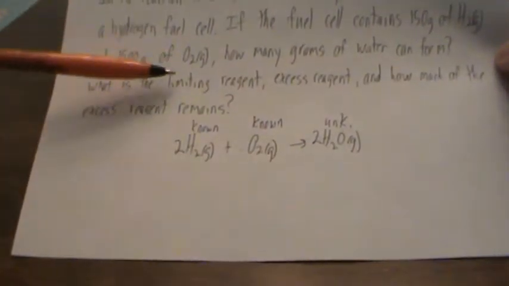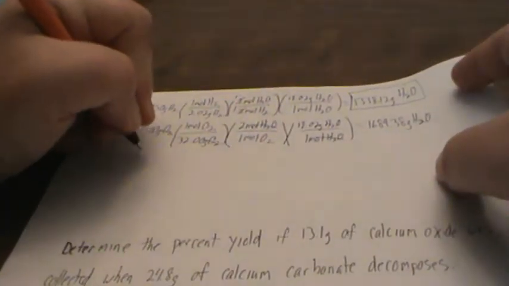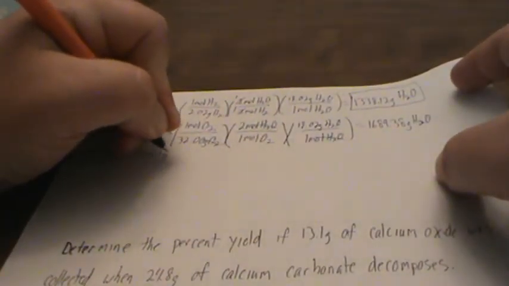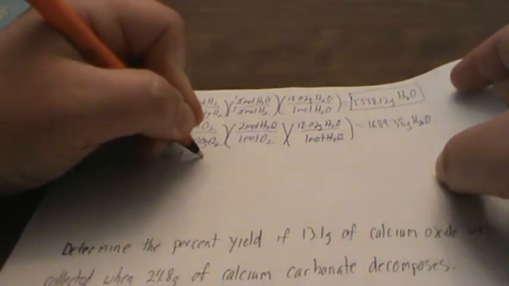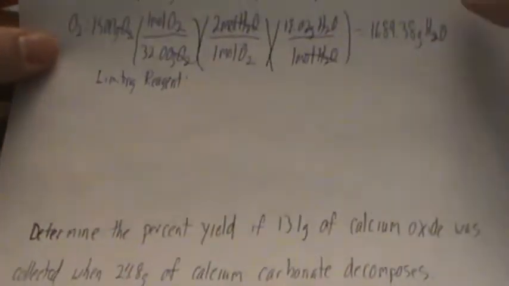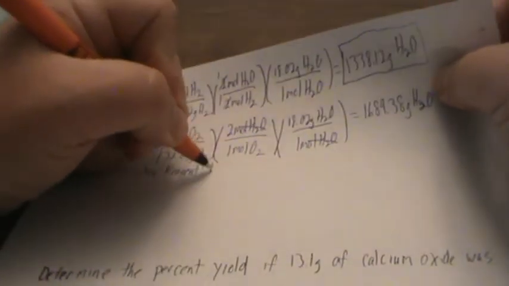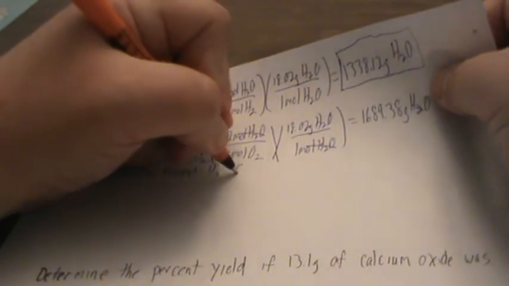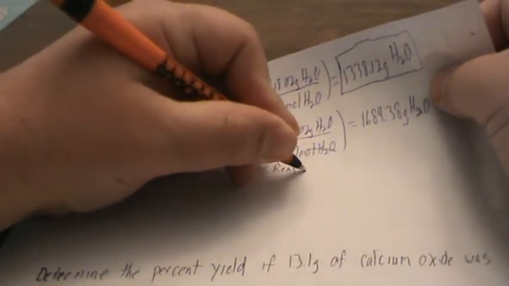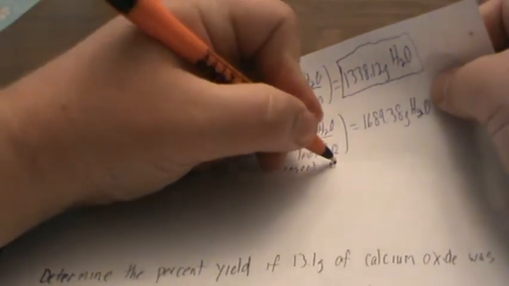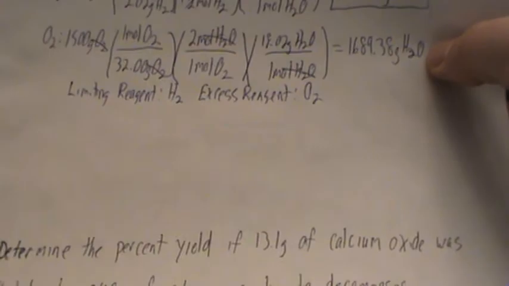Next question, what is the limiting reagent and the excess reagent? Okay, so our limiting reagent is the known that gave us a smaller number. So in this situation, our limiting reagent is hydrogen. The excess reagent is oxygen because it is the known that gave us the higher number.